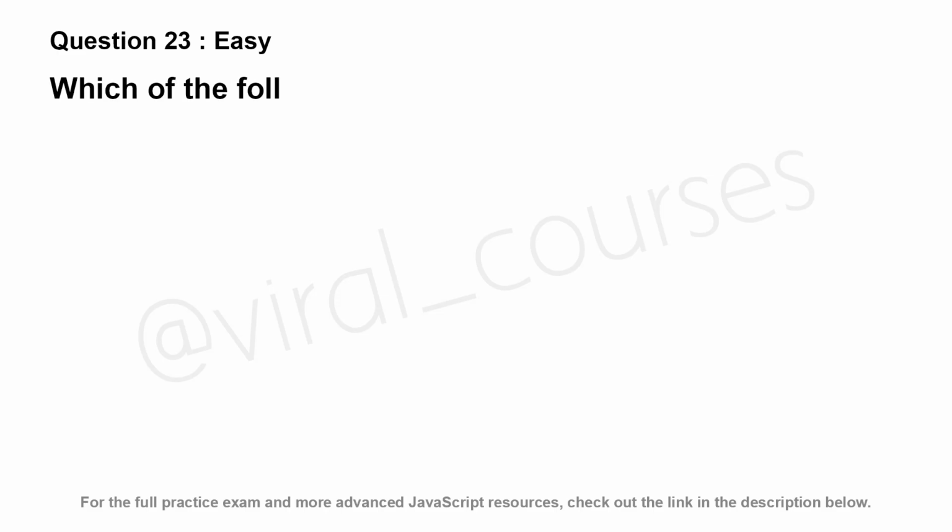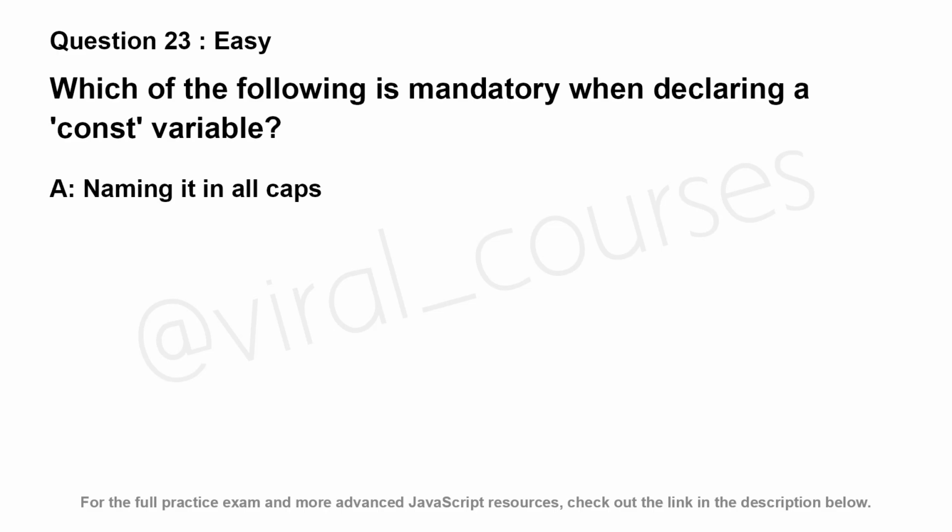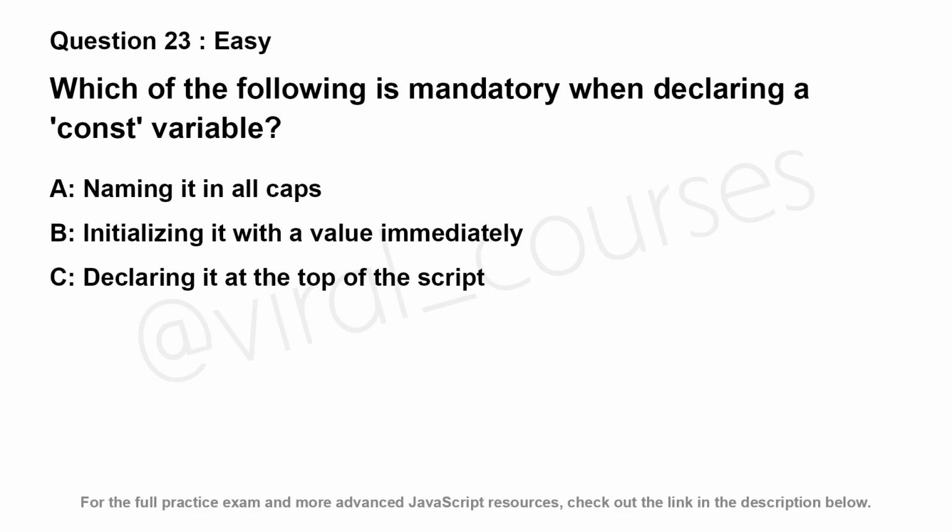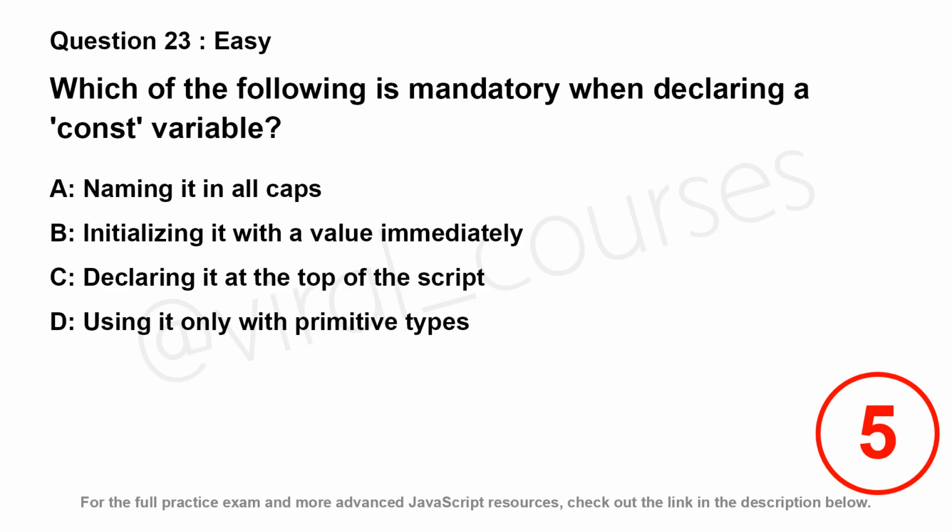Which of the following is mandatory when declaring a const variable? Option A, naming it in all caps. Option B, initializing it with a value immediately. Option C, declaring it at the top of the script. Option D, using it only with primitive types.